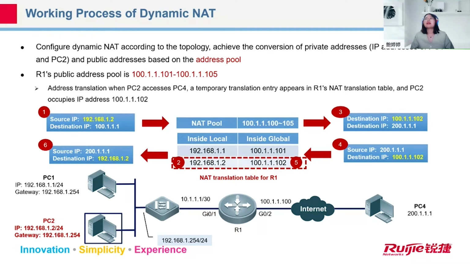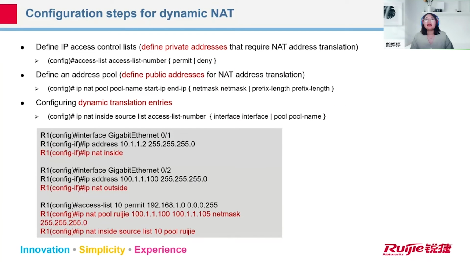So if we have a pool, at the same time 5 PCs can be used to visit the internet. But if a 6th one wants to visit the internet, they have to wait for someone to free up an IP address. So this is dynamic NAT.